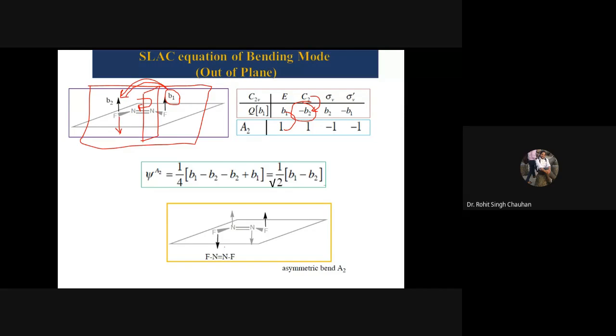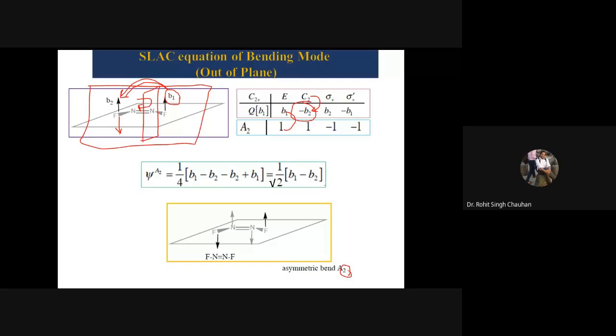Since it is A2, this 2 means that with respect to the C2 axis the value will be -1, and with respect to sigma V also -1, right? So it cannot be the same. That's why this whole depiction is not right for this, and in that case we have taken it this way. Side by side, always try to learn the depiction also.